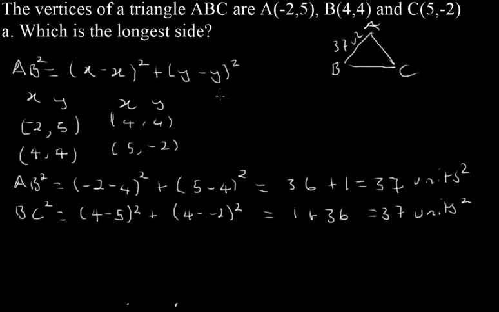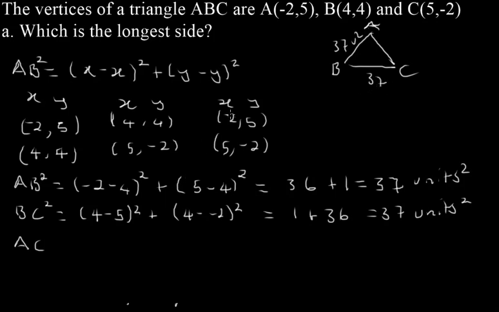So 1 plus 36, which is 37 units squared as well. And we come to the last one, which is AC. So we've got X and we've got Y. Coordinates of A, we've got negative 2, 5. Coordinates of C, we've got 5, negative 2. Sorry, this is BC, so 37 as well.